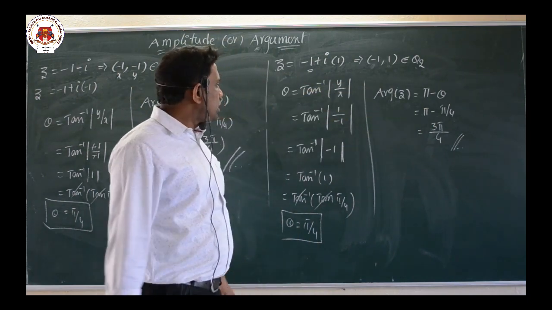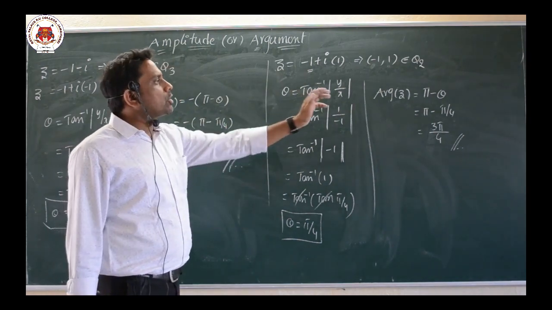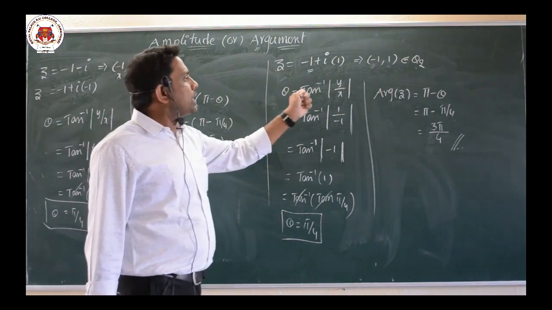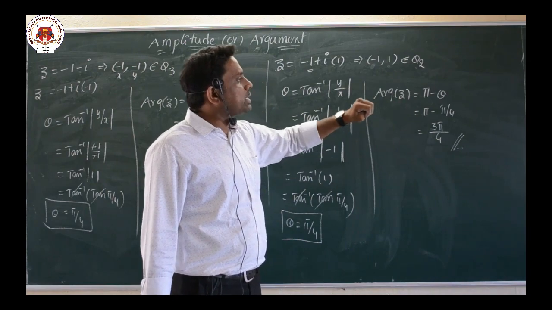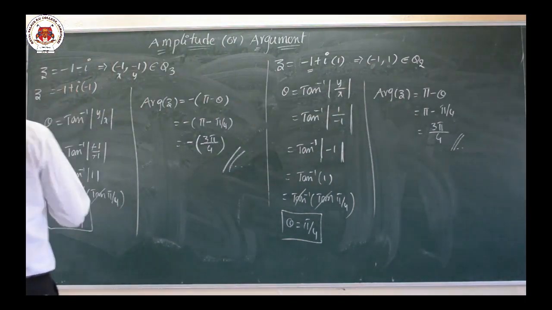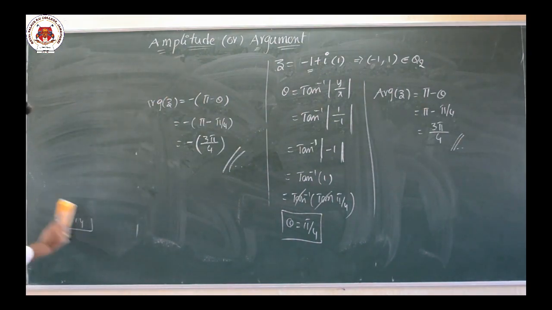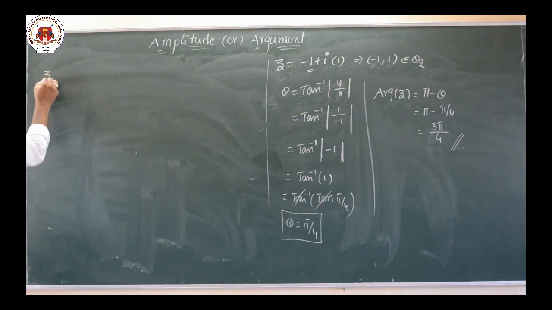So for every sum, finding theta is common. Only the argument will change according to the quadrant it belongs to. First quadrant: theta. Second quadrant: pi minus theta. Third quadrant: minus of pi minus theta. Fourth quadrant: minus theta. In the same way, we will take one more example, z equal to, always complex numbers are indicated by z, equal to minus 3.